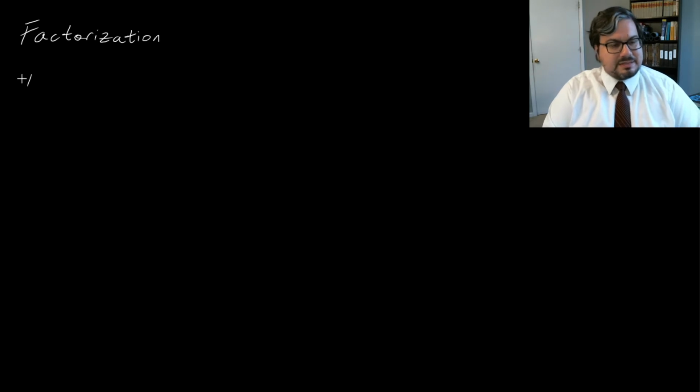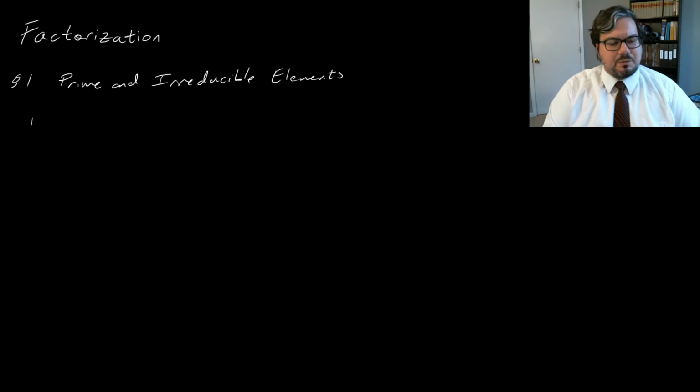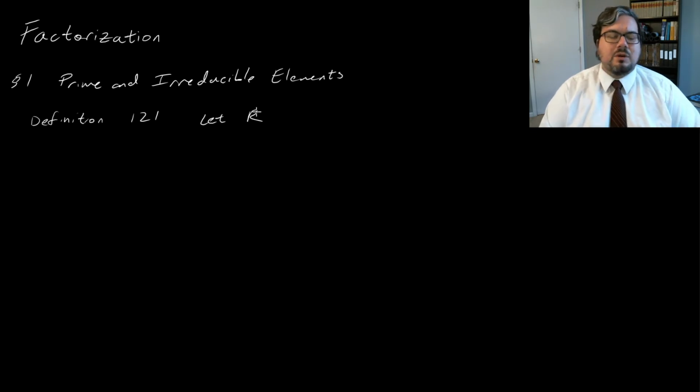So, section 1 in this factorization process is prime and irreducible elements. So we start with definition 121. First of all, we are only going to talk about factorization over domains. Factorization over non-domains tends not to have really any of the nice properties that we want. So let R be a domain.